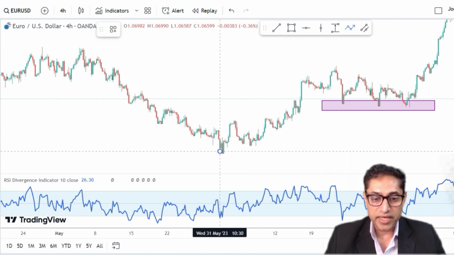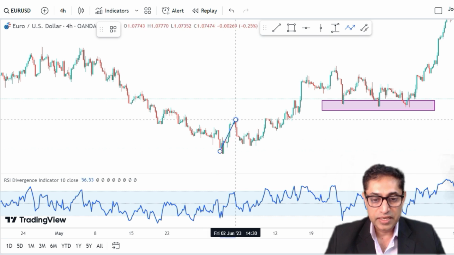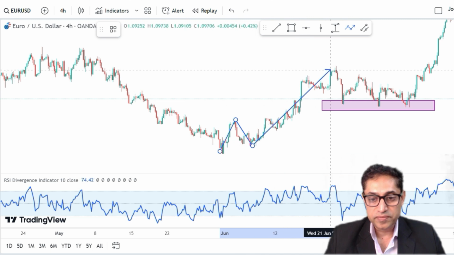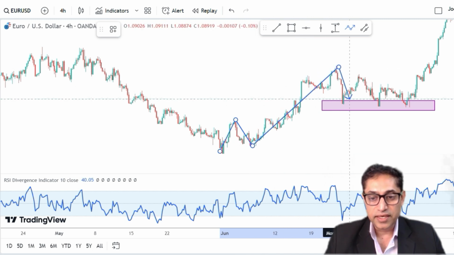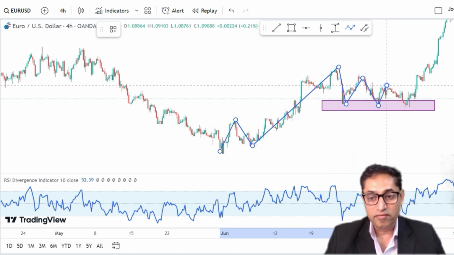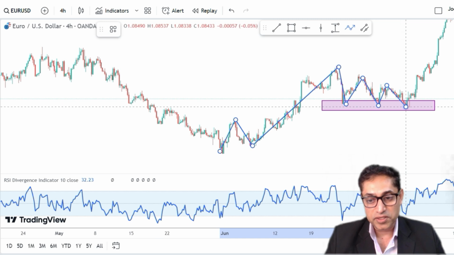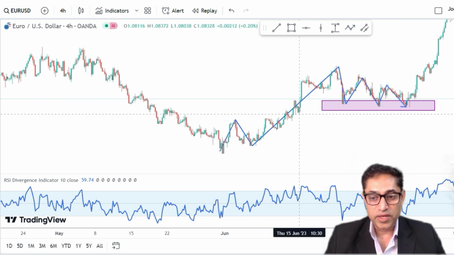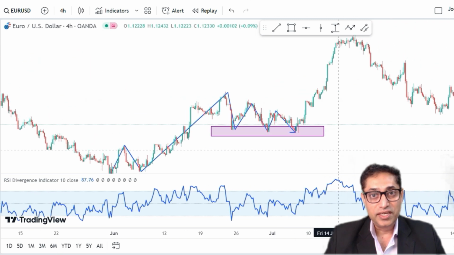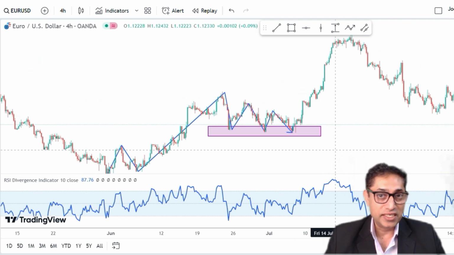Okay, so the price came up, came down, went back up till here, came back down, went back up, came back down to the same support area, went back up, came back down to the same support area. You can see that the price is in an uptrend and the price has bounced 3 times in the same support zone. Now the next thing that we have to see is the RSI.